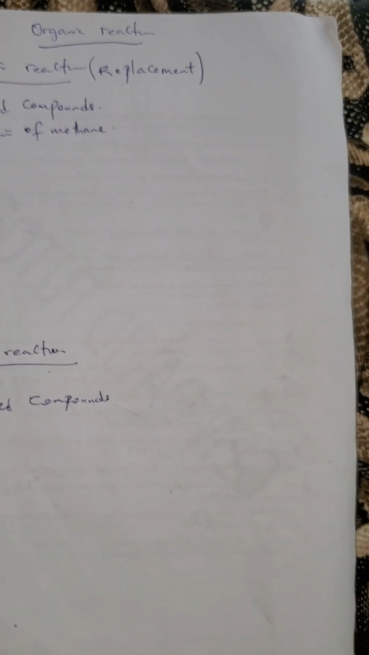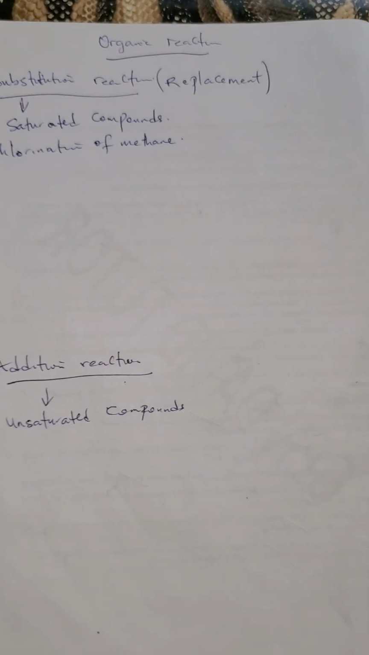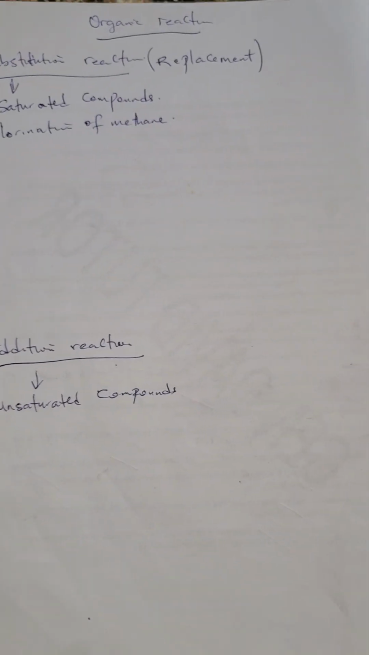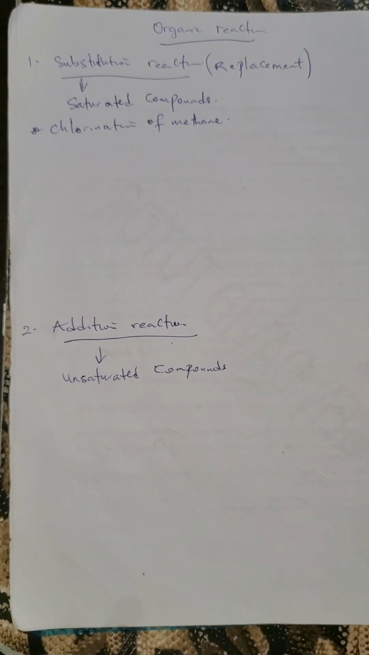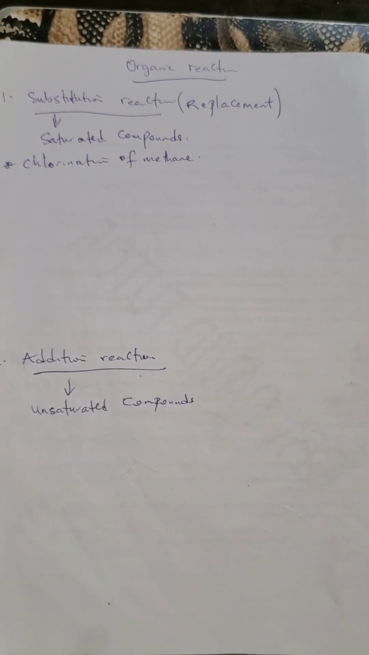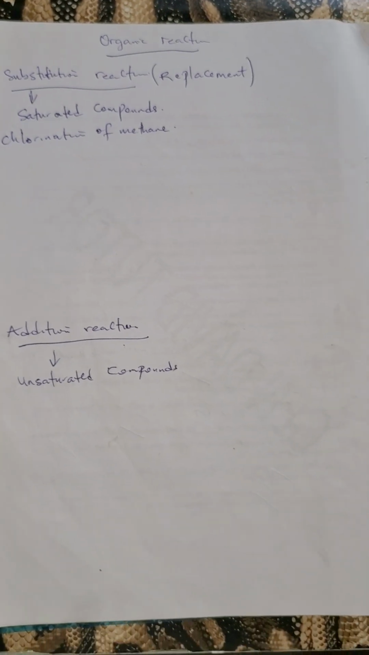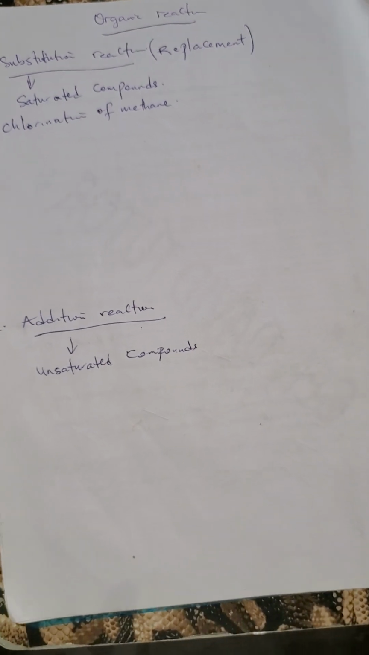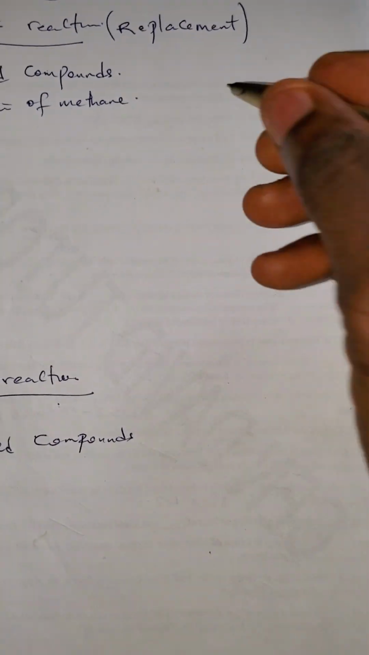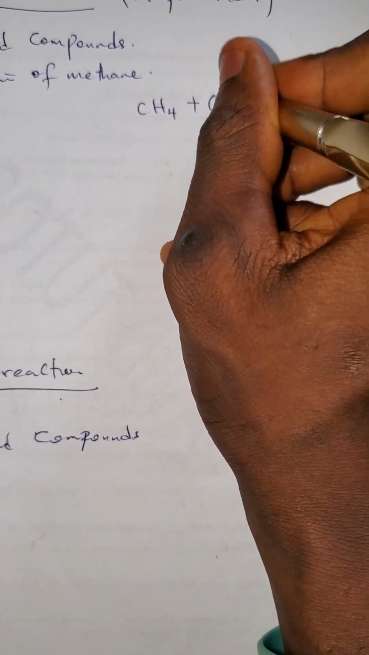So I can say bromination. Bromination is also addition of what? Of bromine. That means if I say halogenation, it means addition of halogens. Don't forget, we are still coming to those aspects because they are also known as organic reactions. So I'll be giving you one example under this. Now, if you are saying chlorination, methane is CH4 plus Cl2.